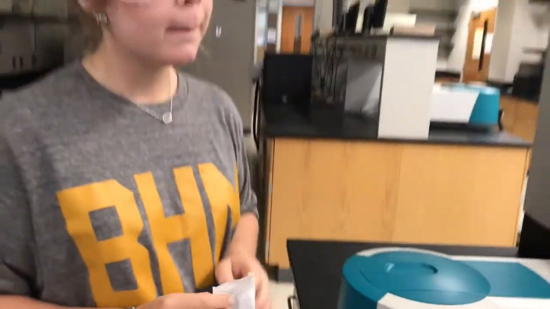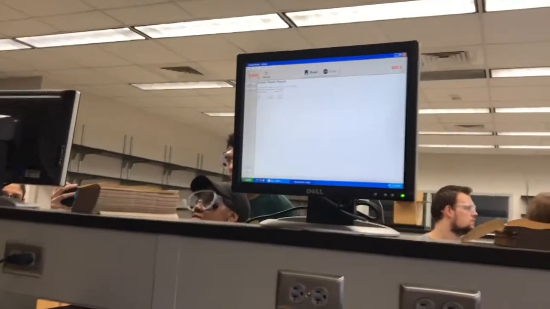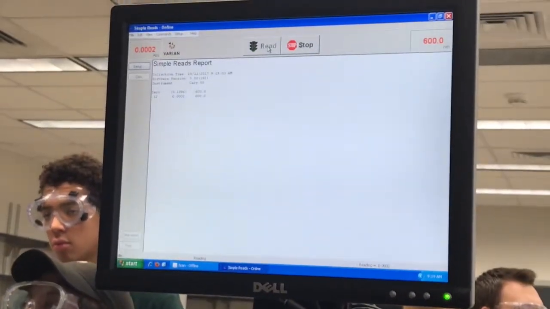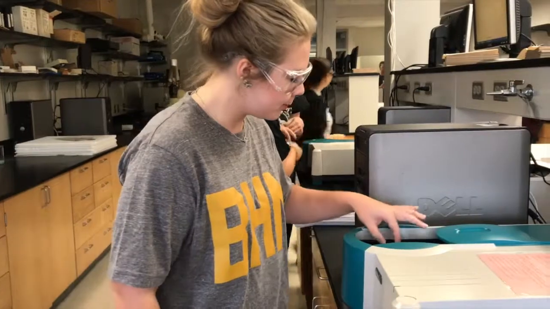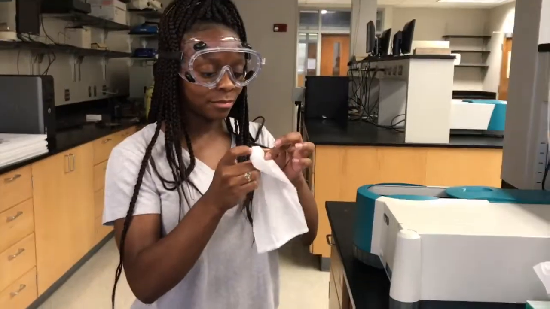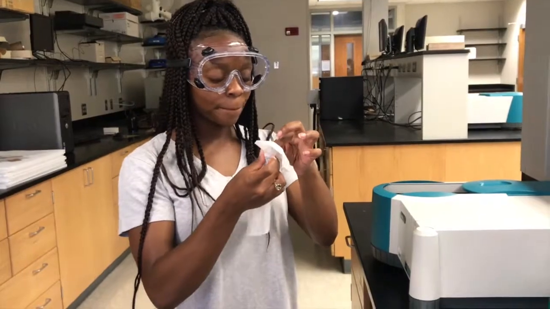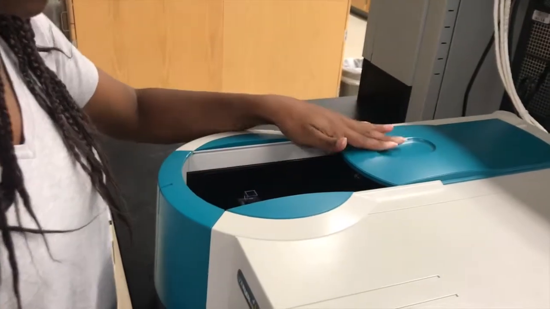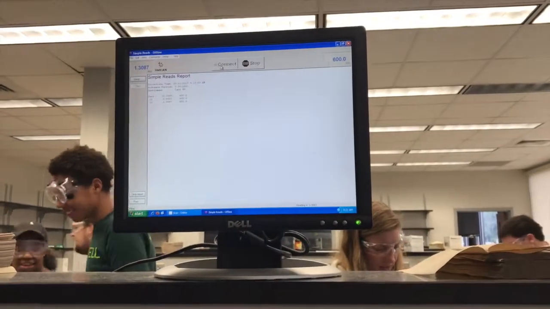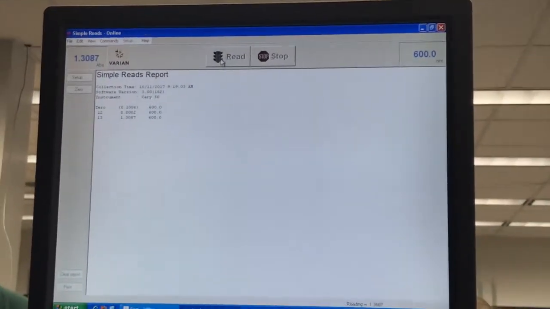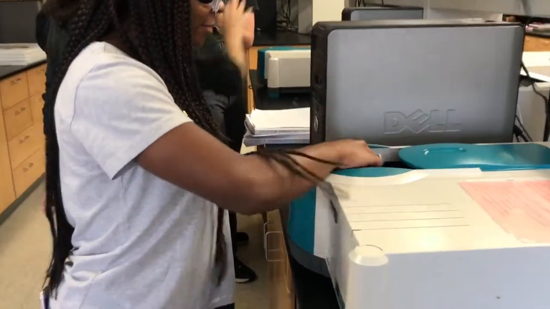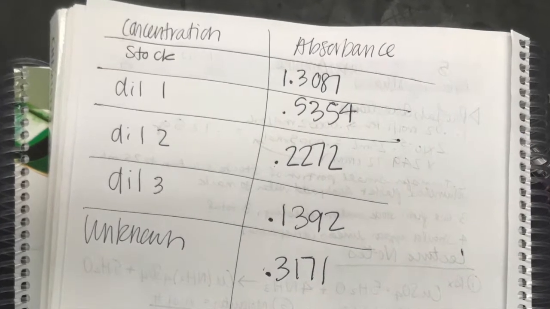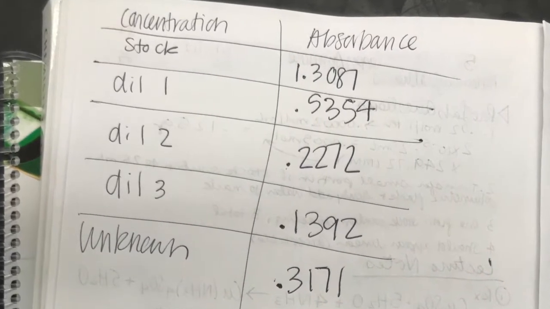Be sure to close the spectrophotometer completely and then use the program to read the absorbance. Record this absorbance in your lab notebook. Once it is recorded, remove the cuvette from the spectrophotometer and close the lid. Then repeat this procedure with your stock solution cuvette, each of your dilution cuvettes, and your unknown solution cuvette. Make sure to record the absorbance for each concentrated solution in your lab notebook.